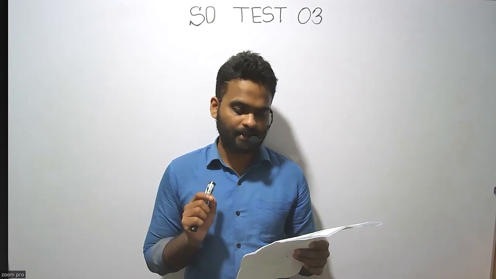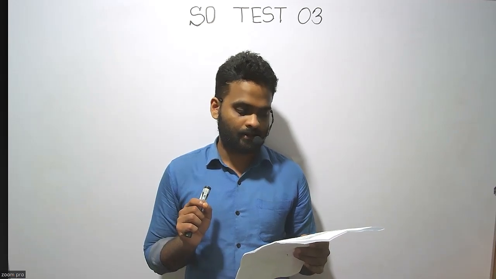Right. Sixth question. In a measuring instrument, capital N number of main scale divisions is divided into small n number of divisions of vernier scale.